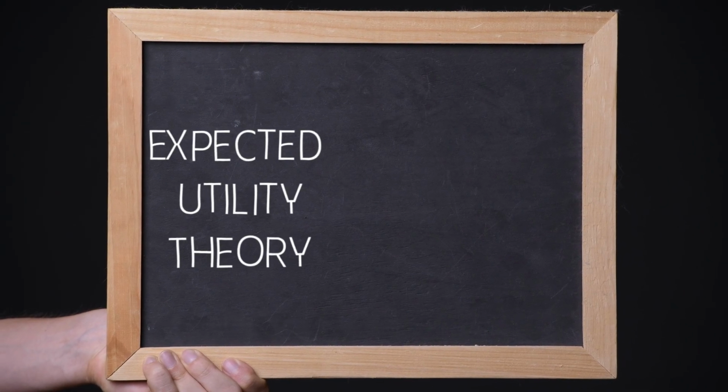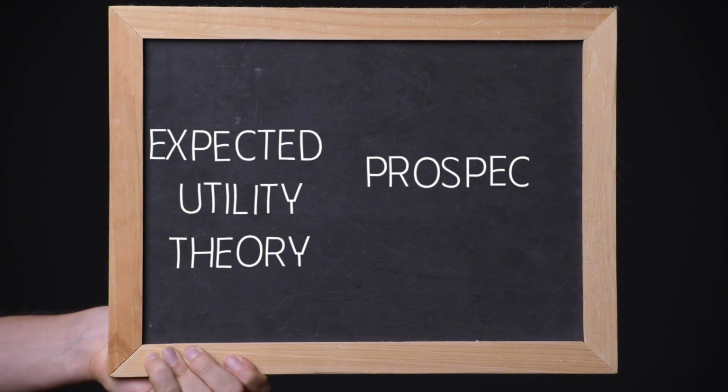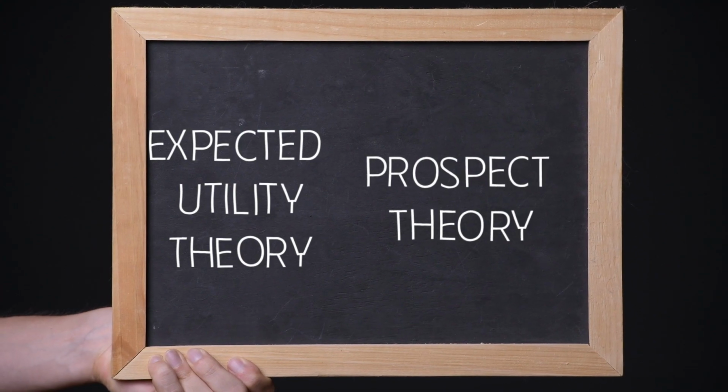Two major theories emerged. Expected utility theory, which suggests that we make decisions to maximize expected outcomes, and prospect theory, which explains why we value gains and losses differently, often leading to irrational choices. Expected utility theory is one of the foundations of decision theory. The idea is simple. When you're faced with two options, you should pick the one that gives the highest expected benefit and not just the one that looks good in the moment.